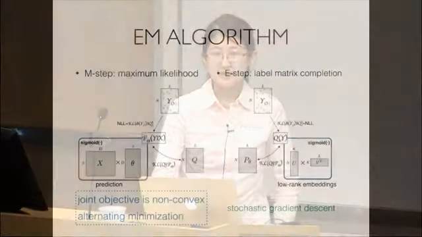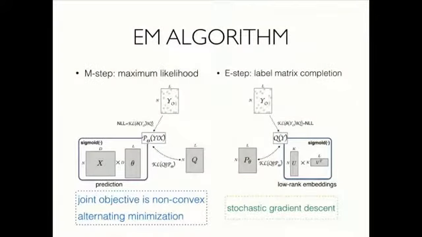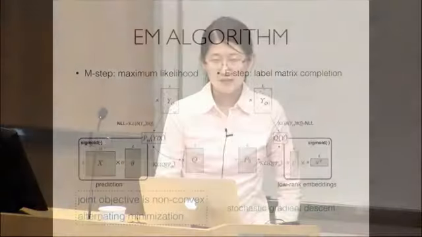The joint objective defined in the previous slides is non-convex, unfortunately, but it can be optimized using an EM-style algorithm. So we initialize all the variables properly, and for the M step, we fix our low-rank embedding and update the parameters. In the E step, we fix the classifier output and compute the low-rank embedding again. Both E step and M step can be done efficiently using stochastic gradient descent, and the entire EM process converges fairly fast, within a few iterations.